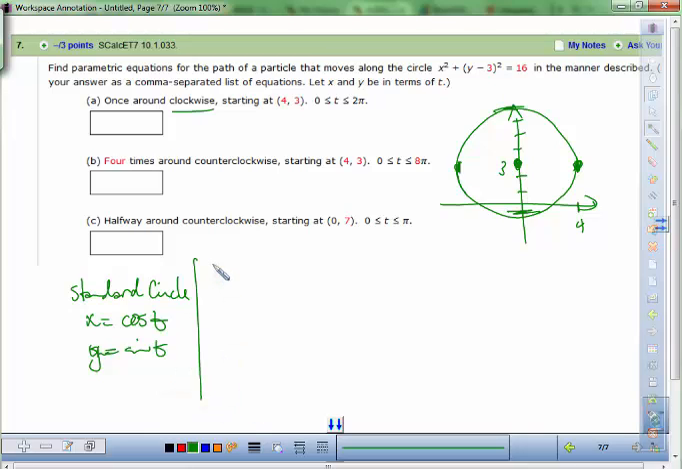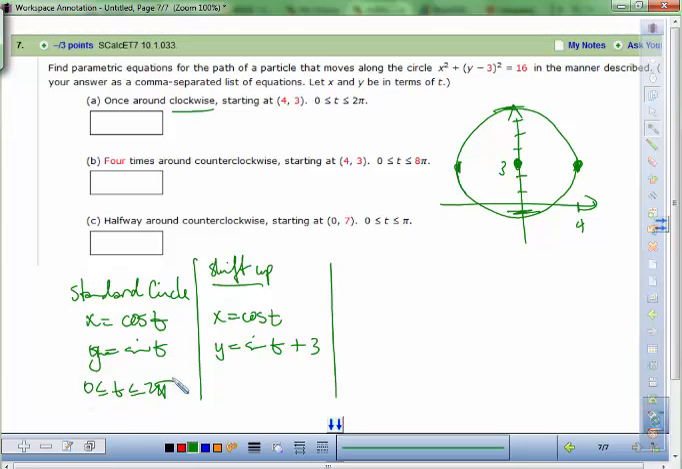So the shift up: x equals cosine t, y equals sine t, and then add 3 to it. So that's a shift up. Now, let's do what they're asking us and see if we can extend our ideas and do a little bit more. By the way, this thing draws a full circle from 0 to 2 pi, right?